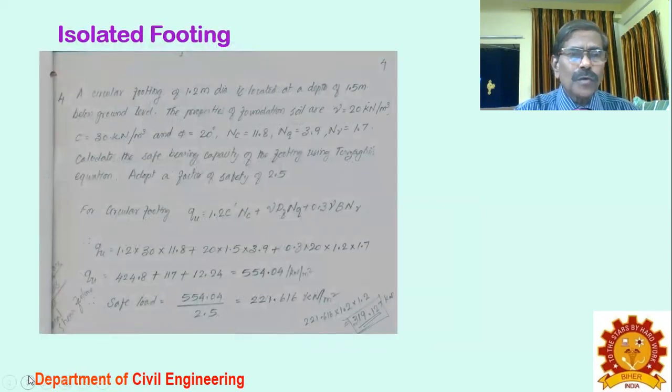For example, if you go for a circular footing again, you can substitute all those things. Previously, per formula, we get 554.04. You apply a factor of safety of 2.5, you get a value of 221.616. As it is a continuation of the previous problem, we are not wasting time repeating the same equations and same values now.